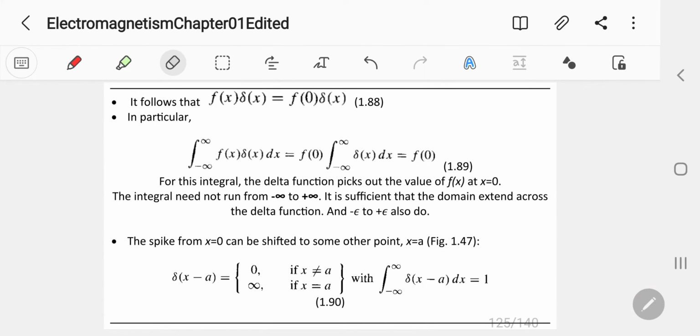So you have this one here. That's equal because the x only has value at 0, so you can set the x argument of f of x to be 0. And so if you integrate both sides, then you will have this.